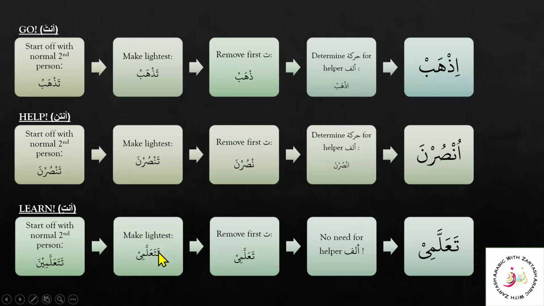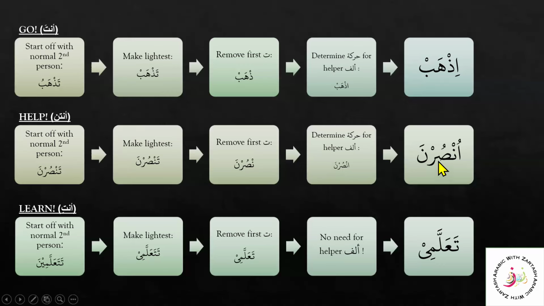After removing the first ta, we have ta'allami. We know that now ta has a fatha and it is pronounceable. So there is no need for the hamzatul wasl and it will remain like ta'allami. So izhab, unsurna, ta'allami. So see here, all the fa'il forms are different. It has got a sukoon, while hunna and antunna are different.